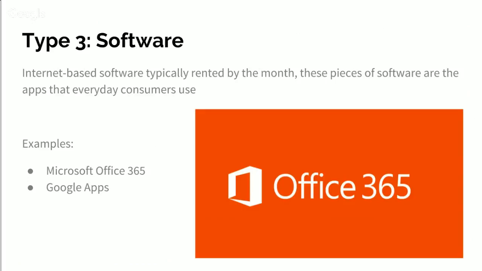The third type is the software aspect. This is the internet-based software typically rented by the month, and these pieces of software are the apps that everyday consumers use. A few apps that I can think of that are used with cloud computing would be Microsoft Office 365 as well as Google Apps.